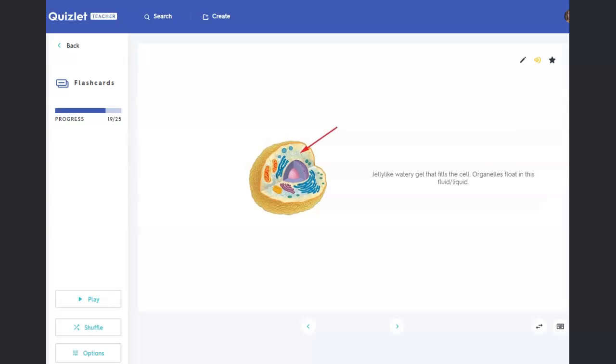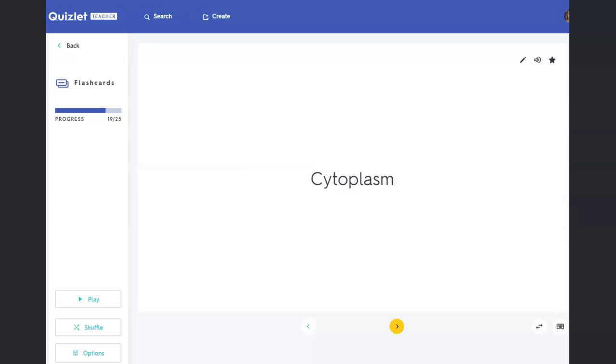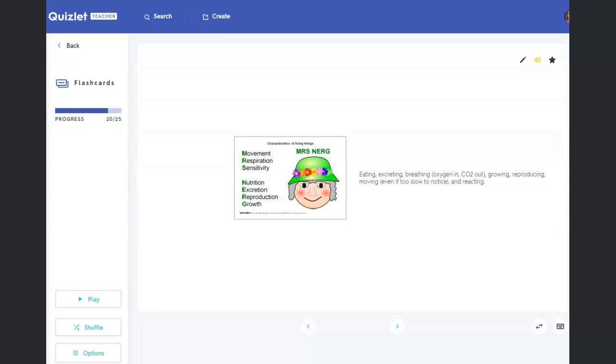Cytoplasm. Jelly-like watery gel that fills the cell. Organelles float in this fluid liquid. Seven life processes: eating, excreting, breathing, growing, reproducing, moving, and reacting.